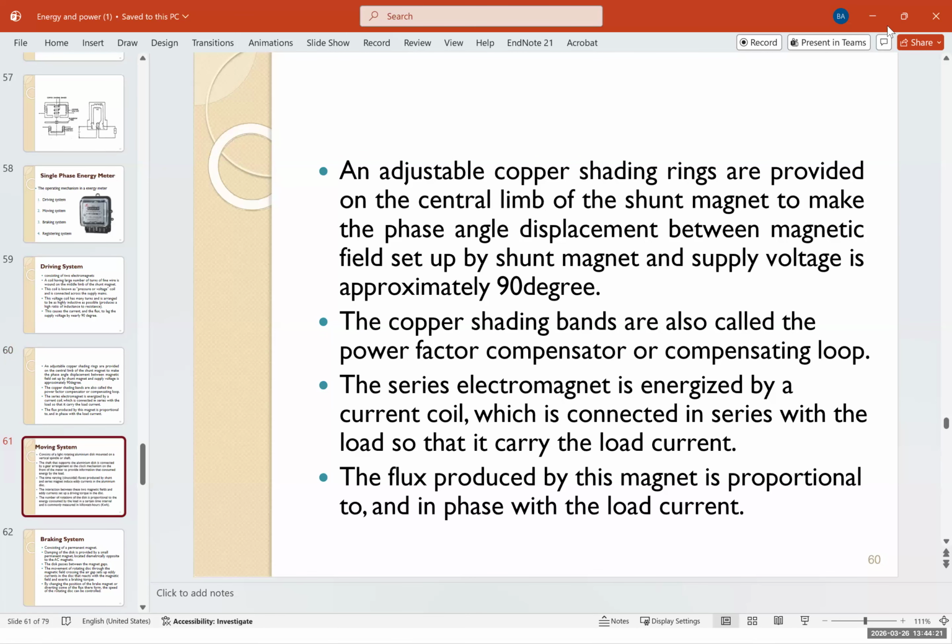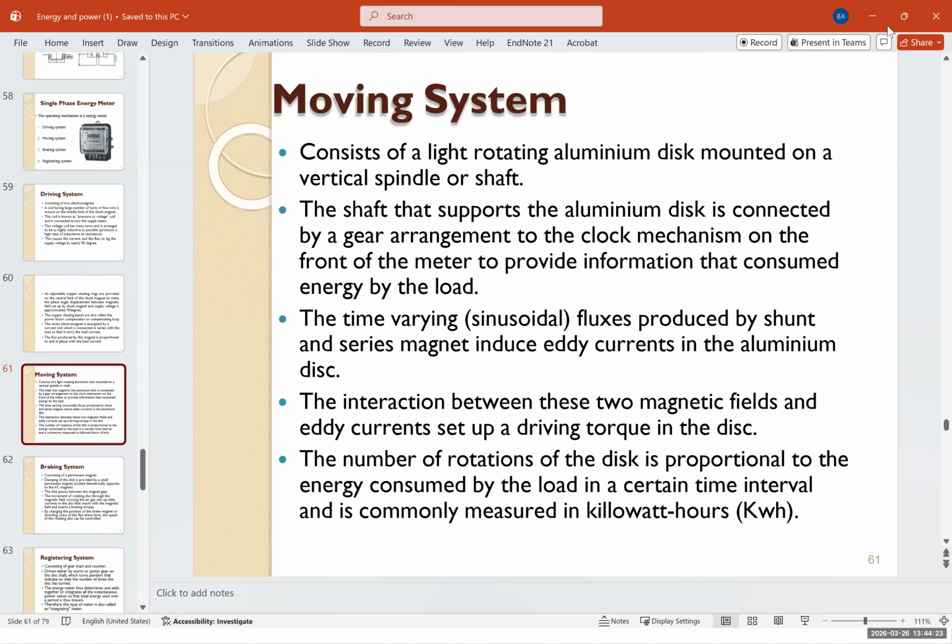Now, the moving system consists of a light rotating aluminum disc mounted on a vertical spindle or shaft. The shaft that supports the aluminum disc is connected by a gear arrangement to the clock mechanism on the front of the meter to provide information on the energy consumed by the load. The time varying or sinusoidal flux produced by the shunt and series magnets induces eddy currents in the aluminum disc, and that eddy current creates the movement. The interaction between these two magnetic fields and eddy currents sets up a driving torque in the disc.